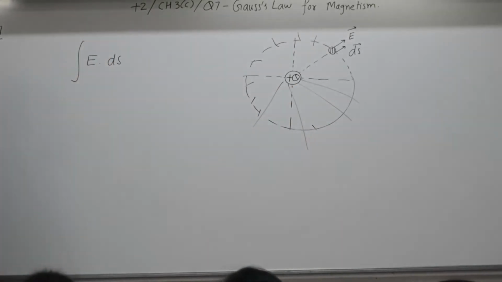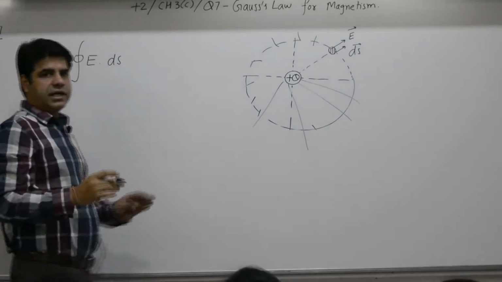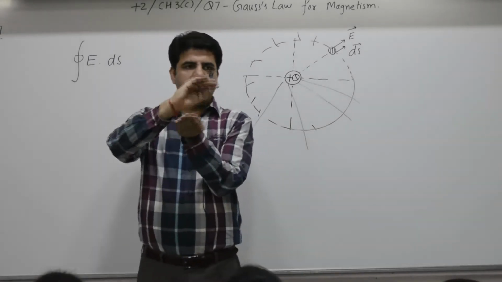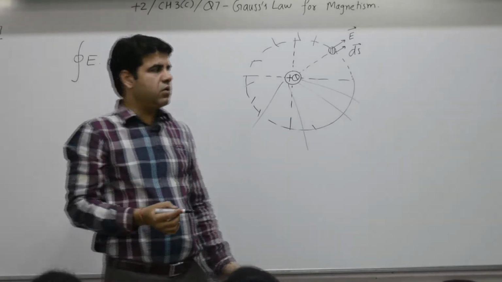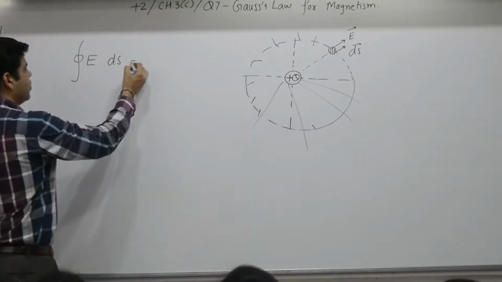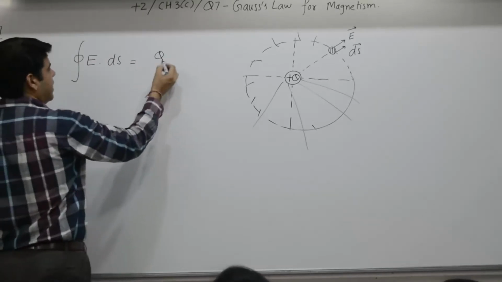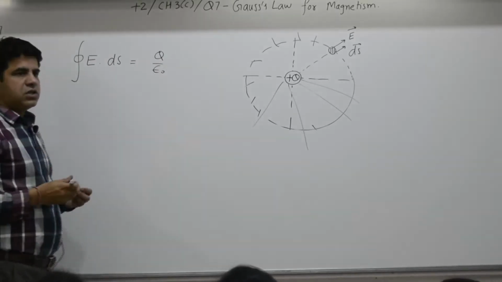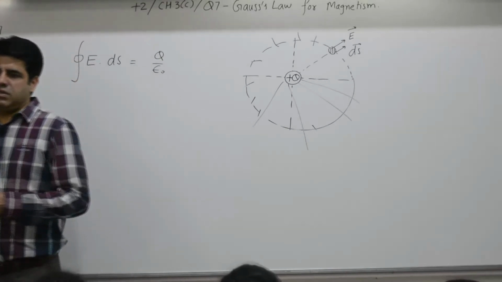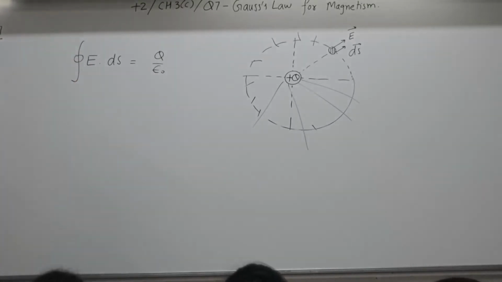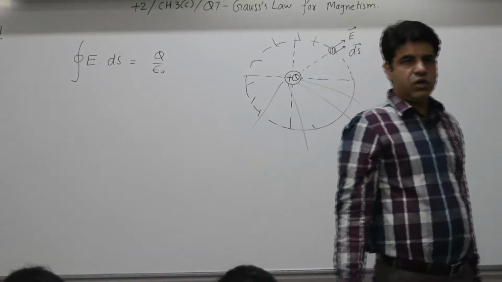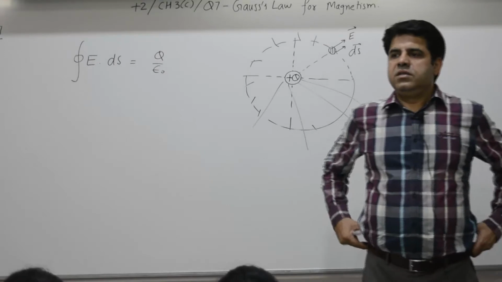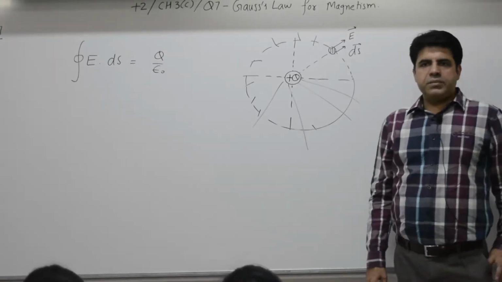integration. Total lines coming out of a closed surface, like a football, coconut, tennis ball, is equal to Q by epsilon naught. That was Gauss's law for electrostatics. One minute to write Gauss's law for electrostatics. Total lines coming out of a closed surface area is equal to Q by epsilon naught.